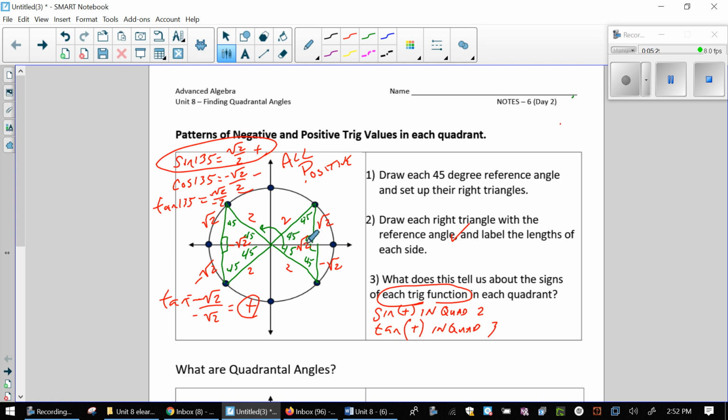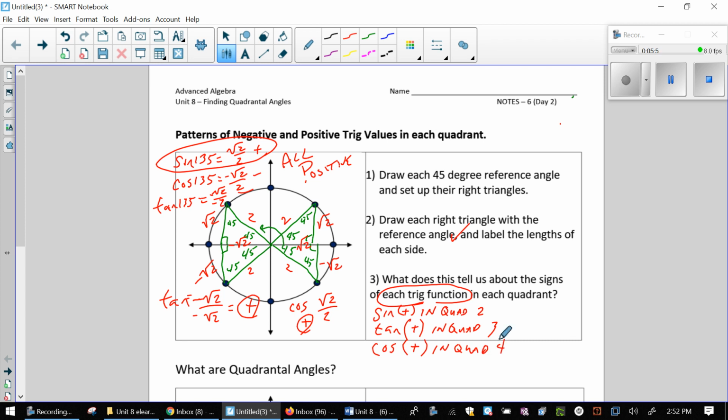If we do cosine, that's going to take this positive x value over hypotenuse. So cosine in quadrant 4 is going to be positive root 2 over 2, and that's where cosine is positive. Cos positive in quad 4.